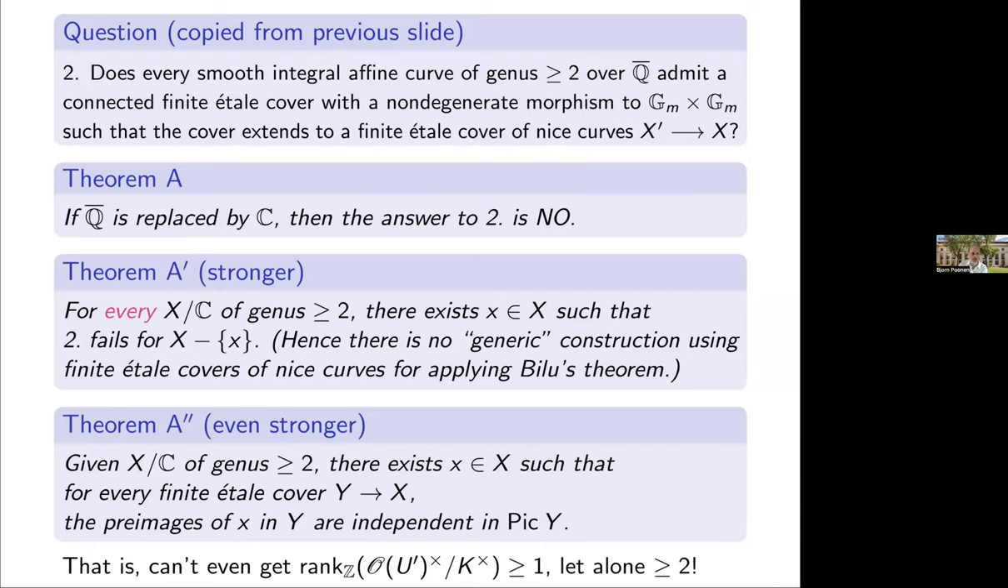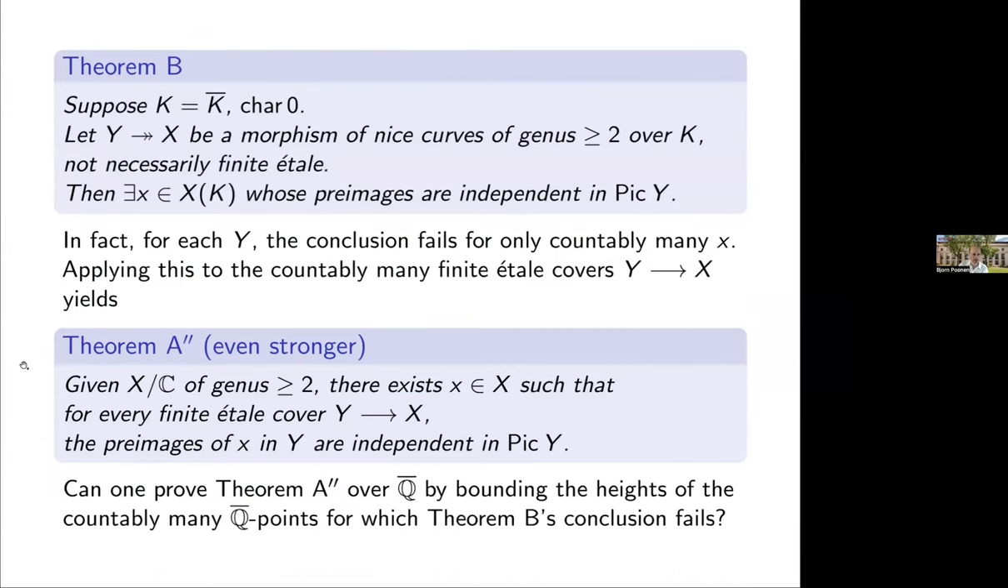Okay, so I want to explain how I prove this theorem. It comes from another theorem, which maybe is my main theorem. I can't decide which is my main theorem, but maybe it's this one. This one works not just over the complex numbers, it works for any algebraically closed field of characteristic zero. So in particular, it would work for Q bar as well. And it's actually a little easier to prove over the complex numbers, and that would suffice for the previous one.